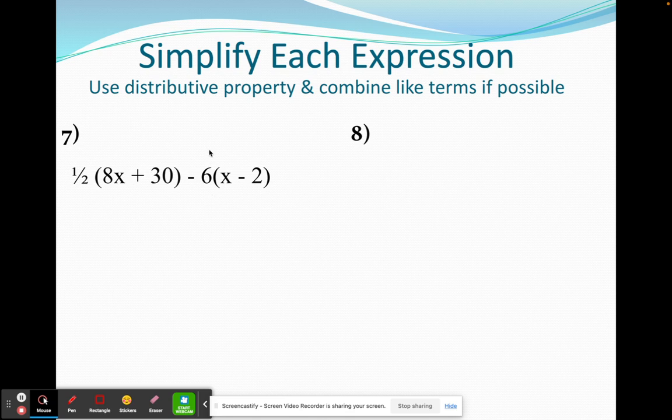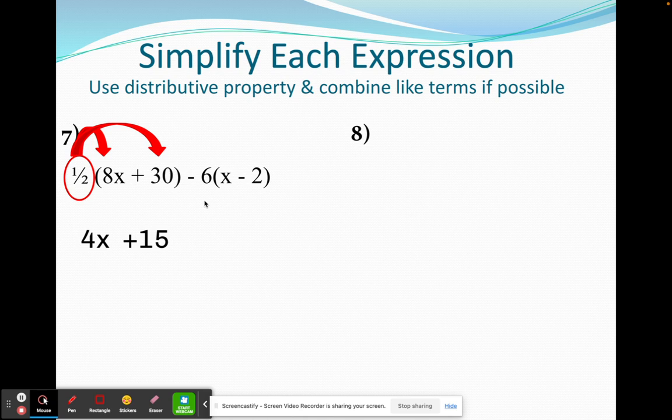Okay, now we're going to put yesterday and today together. We're going to use the distributive property, and then we're going to combine some like terms, if we can. So notice this 1 half is being multiplied by 8x plus 30. It's not being multiplied by this. So we just need to make sure we distribute the 1 half to the 8x, which will give me 4x, and the 1 half to the 30, which will give me 15.